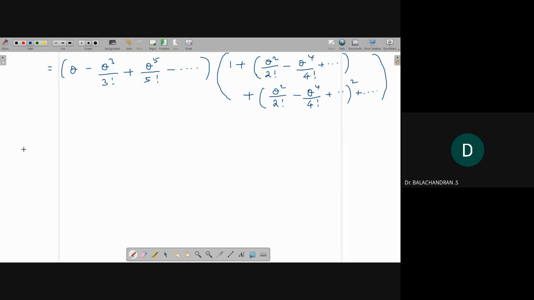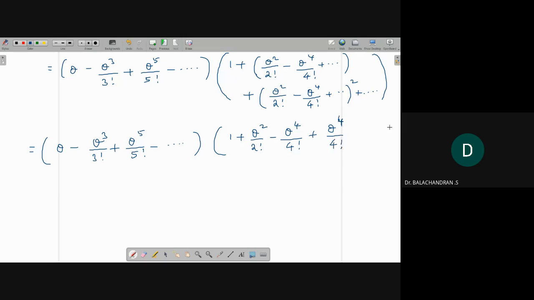Okay, so now this is equal to theta minus theta cube divided by 3 factorial plus theta power 5 by 5 factorial minus, okay, now here 1 plus theta square by 2 factorial minus theta power 4 by 4 factorial, plus A square. What is A square? Theta power 4 by 4 factorial.